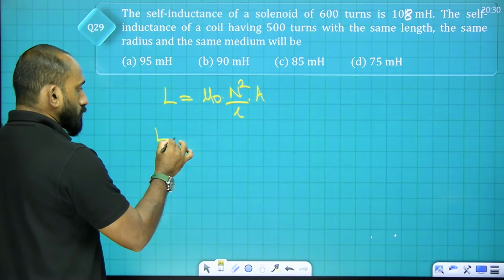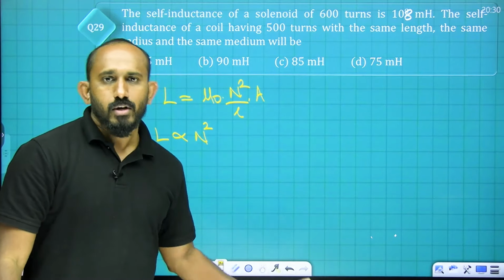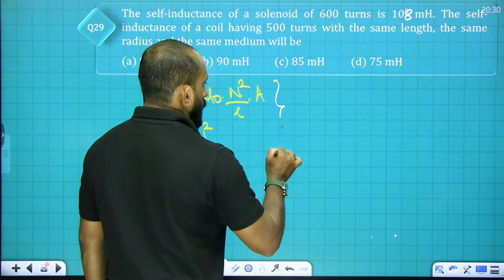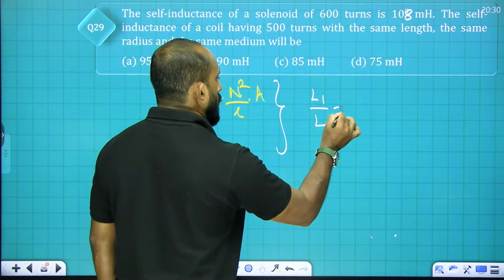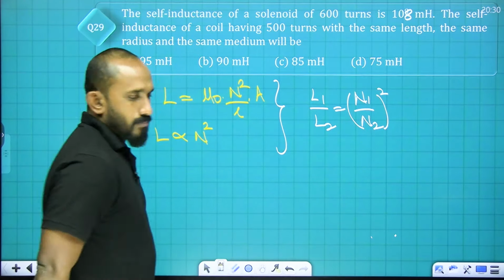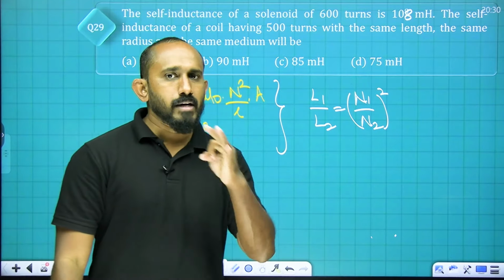So we have L is proportional to N square. Self-inductance is directly proportional to N square. So we can say in this case, L1 by L2 will be equal to (N1 by N2) the whole square. So the number of turns is the only difference. The remaining area of cross-section, length and medium are everything the same.